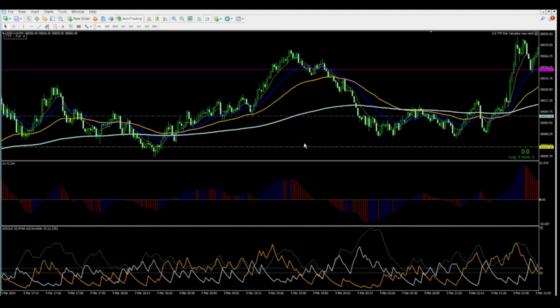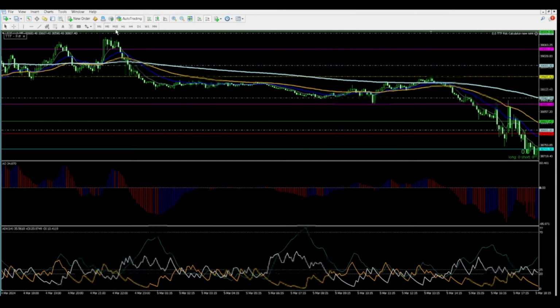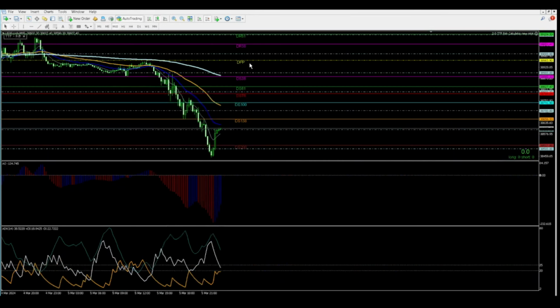In addition to moving averages, I used daily pivots. So these are the pivot levels. Let me change the time frame here so you can look at other pivots too. So we have daily pivots right here: daily pivots, DR38, DR61, and again, below the pivot you have support areas. These are support and resistance areas based on pivot points.